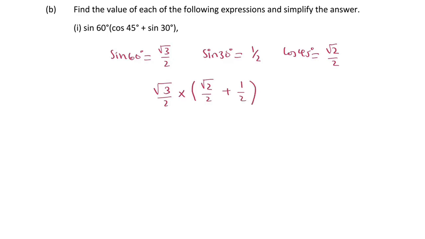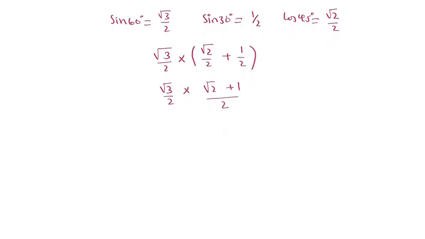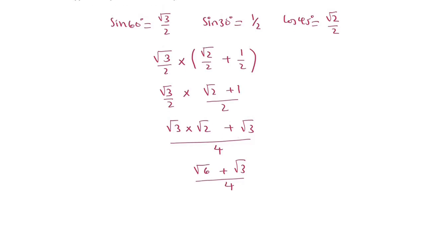Let us combine the terms inside the brackets. Then we have root 3 over 2 times root 2 plus 1 over 2. Okay, so next let us multiply them. Our expression is going to be root 3 times root 2 plus root 3 over 4. Simplifying this further, we have root 6 plus root 3 over 4. And this is going to be our answer.